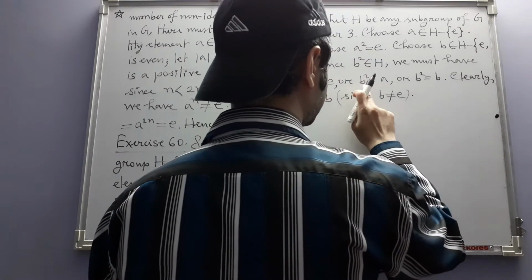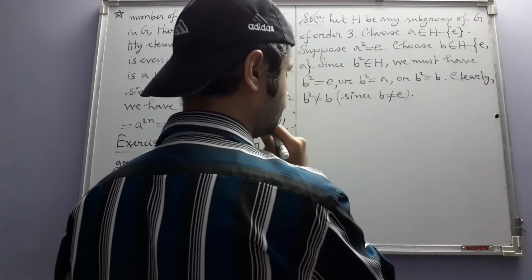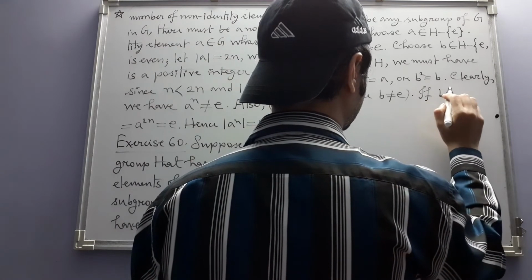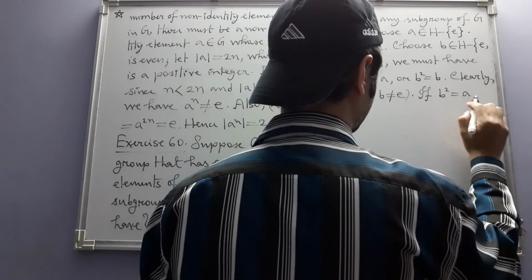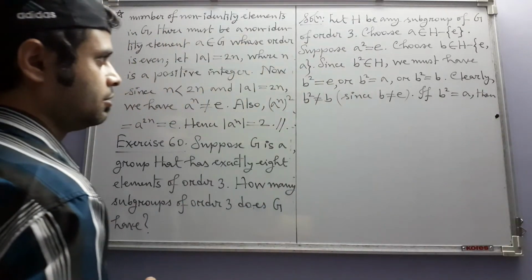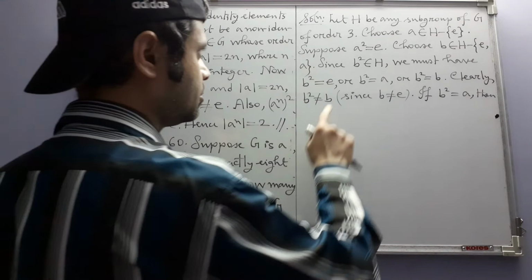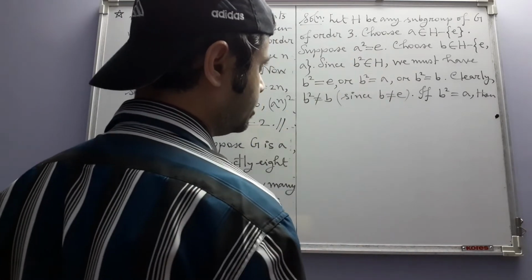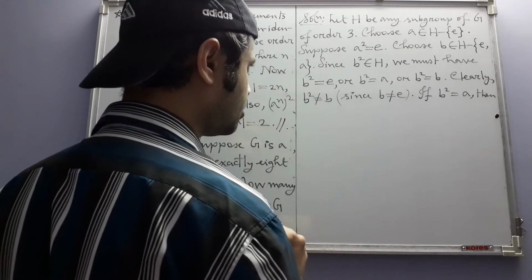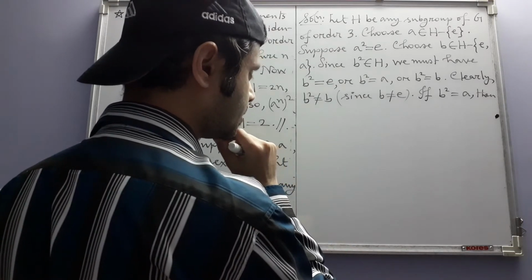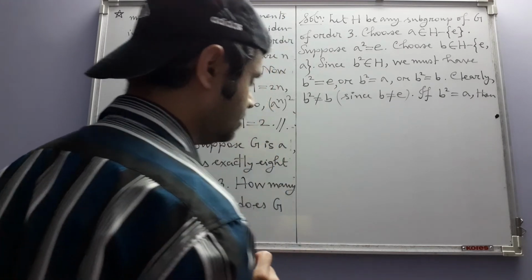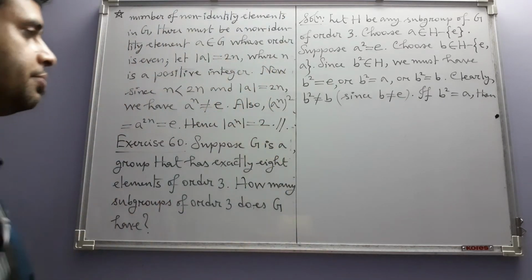Now, what happens if B square is equal to A? If B square is equal to A, then we already have A square equal to identity. We will then have B to the power 4 equal to identity. Okay. But does that give me anything wrong?